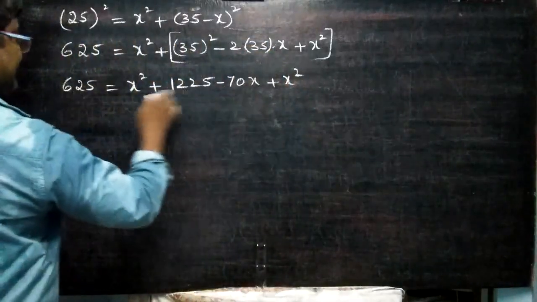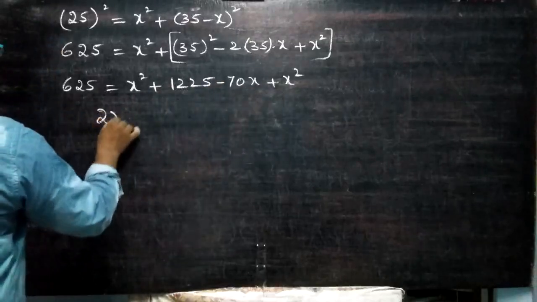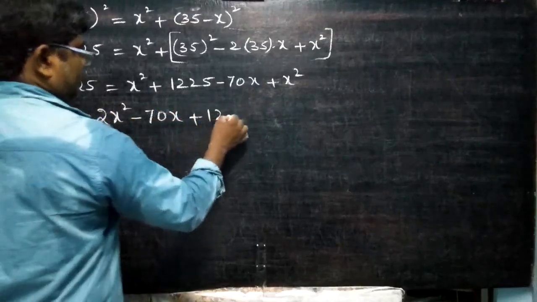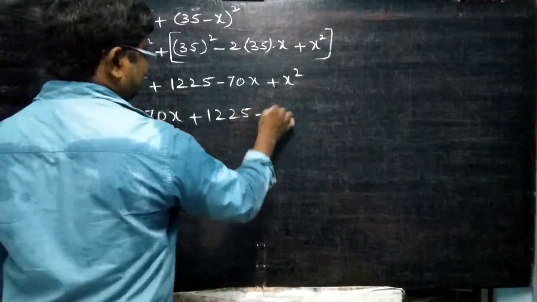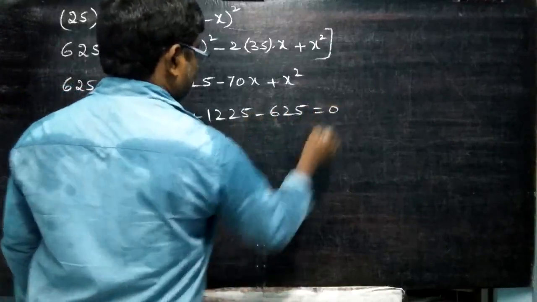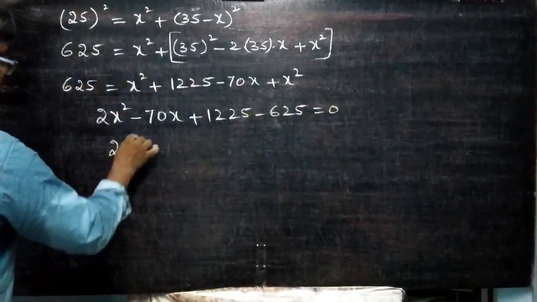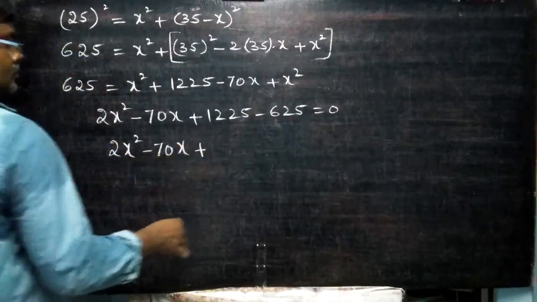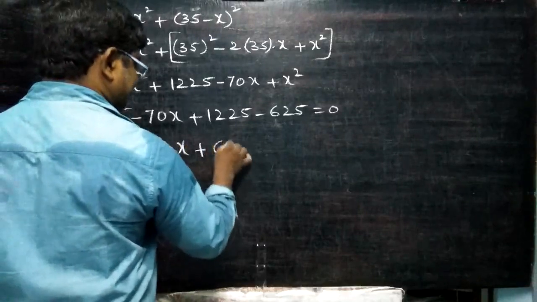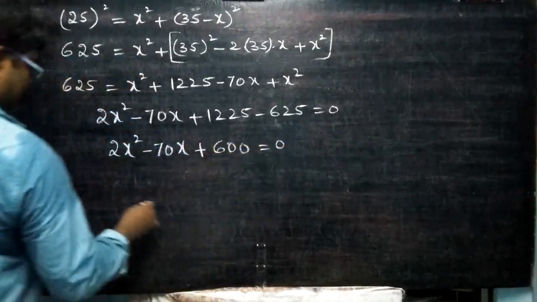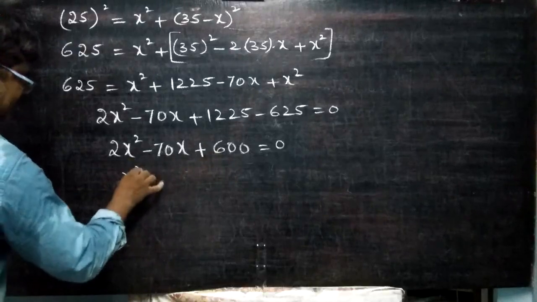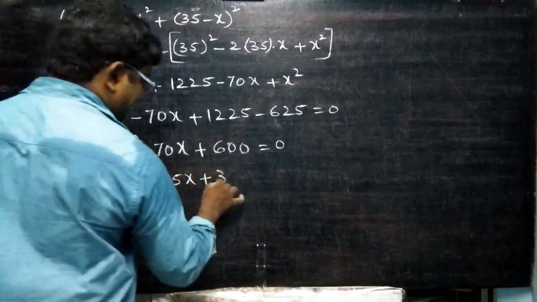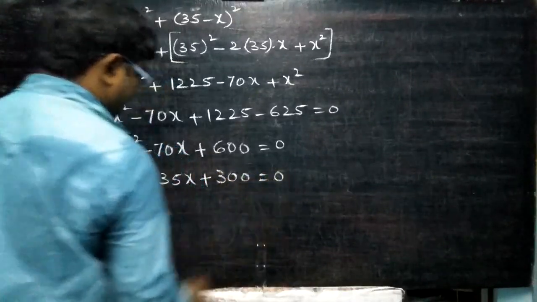This one also bring to that side. x square plus x square, 2x square minus 70x plus 1225 minus 625 is equal to 0. So 2x square minus 70x plus 600 is equal to 0. 2 is common, so x square minus 35x plus 300 is equal to 0.